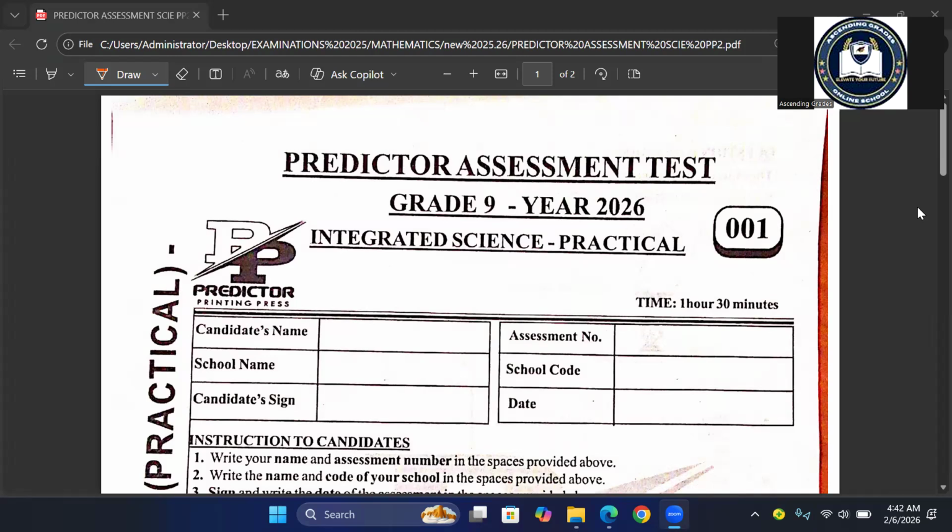Okay, this is a predictor assessment test, grade 9. We are in the focus for the year 2026. These are just dry practicals.